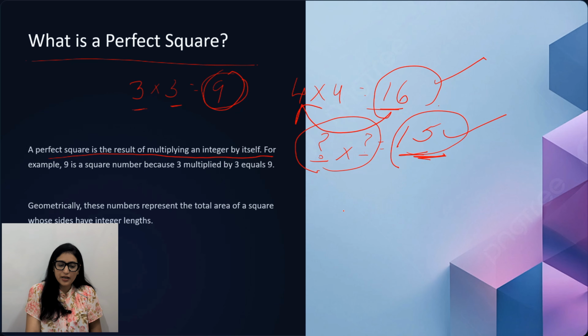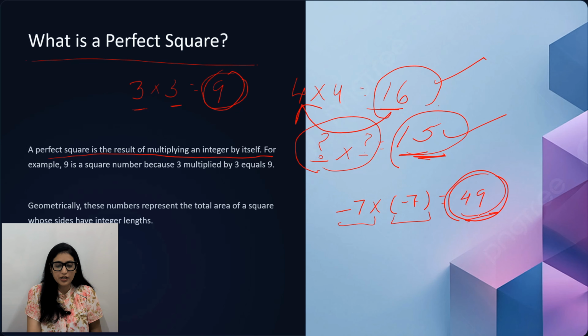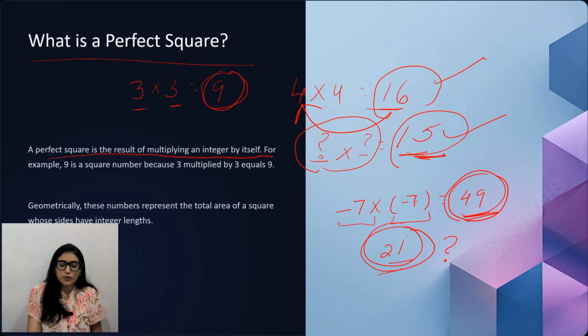If I am saying integer, we can take -7 multiplied by -7, which will give you 49. So we have a number which when multiplied by itself gives you 49. So 49 is a perfect square. But if you say 21, can we find a number which when multiplied by itself gives you 21? No. So 21 is not a perfect square.